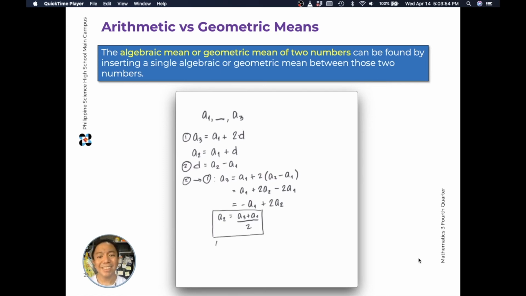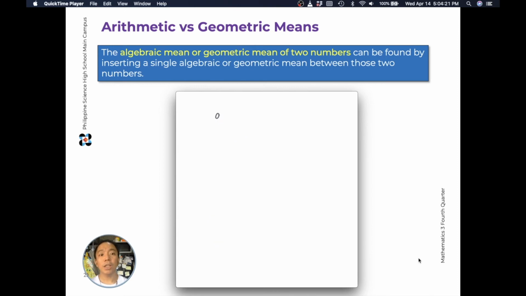So ano to? This is just the average, di ba, of a1 and a3. To find yung middle term ng isang arithmetic sequence na tatlong numbers lang, we just take the average of the first and the third term. So yung arithmetic mean, yung mean na ginagamit natin, average din siya, di ba? So the arithmetic mean of two numbers is just the average. Now on to the geometric mean.